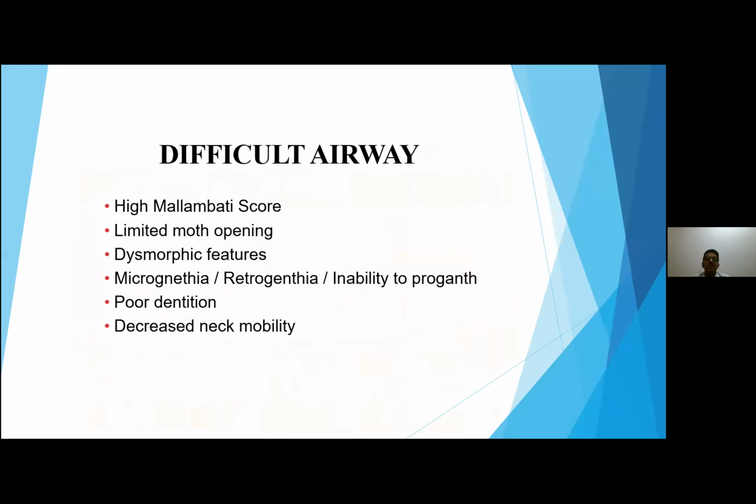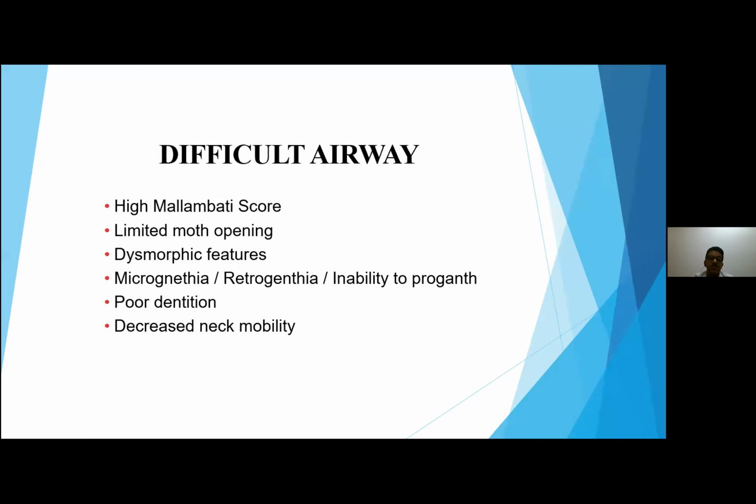So LEMON is considered helpful in assessing the airway to see if they are difficult intubation or not, because it contains many parts, it contains the 3-3-2 rule and it contains Mallampati scoring.